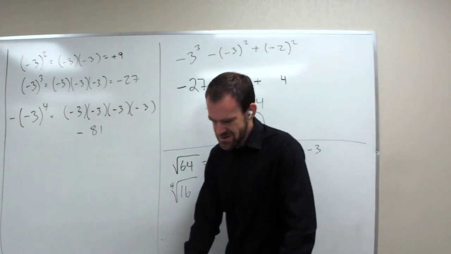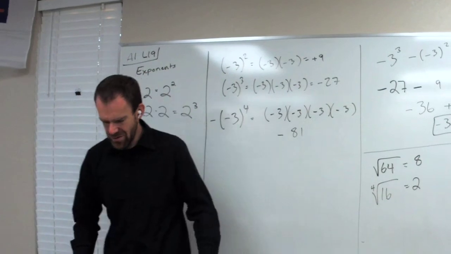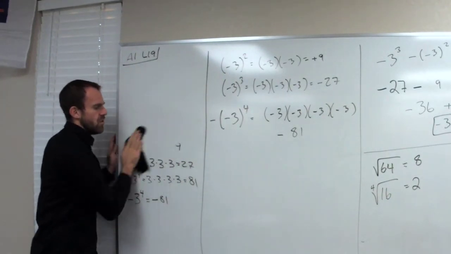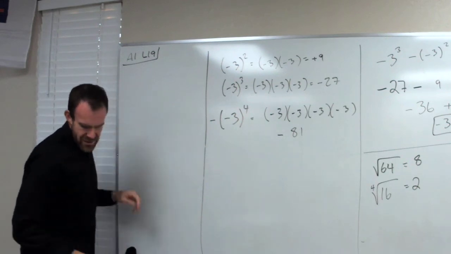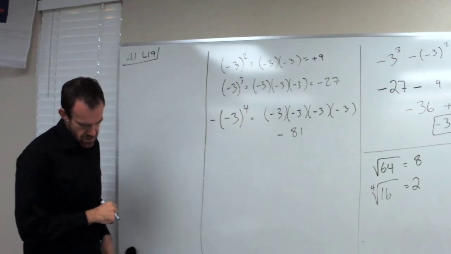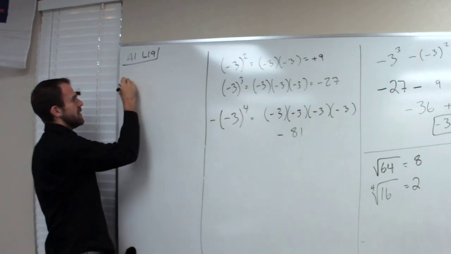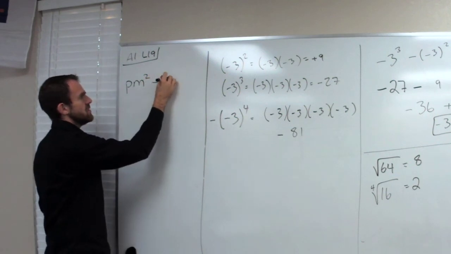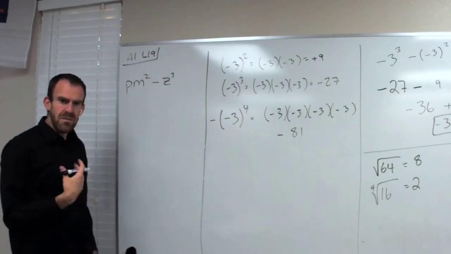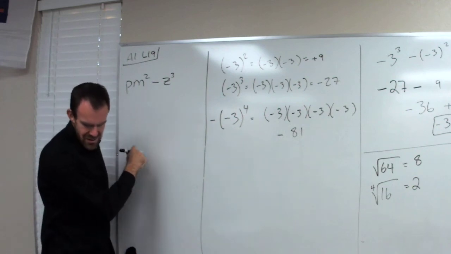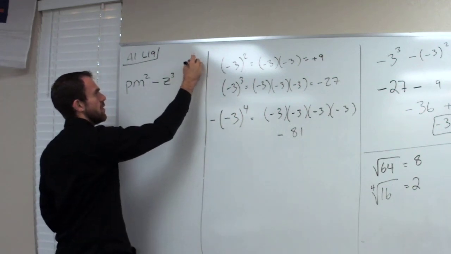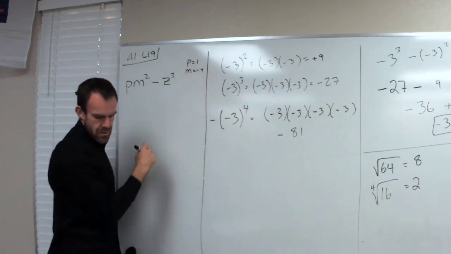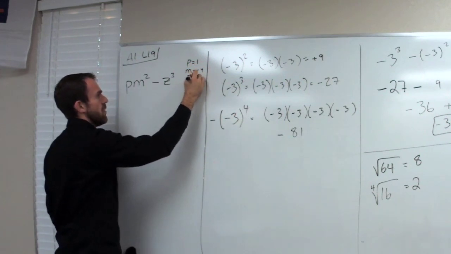Now there's one last part to this lesson, which is a little tricky, so we'll review it before moving on to the lesson and or homework. And that is this. We have to evaluate pm squared minus z cubed. Okay, we've been doing this before, but now we have powers, and they give us p equals 1, m equals negative 4, and z equals negative 2.